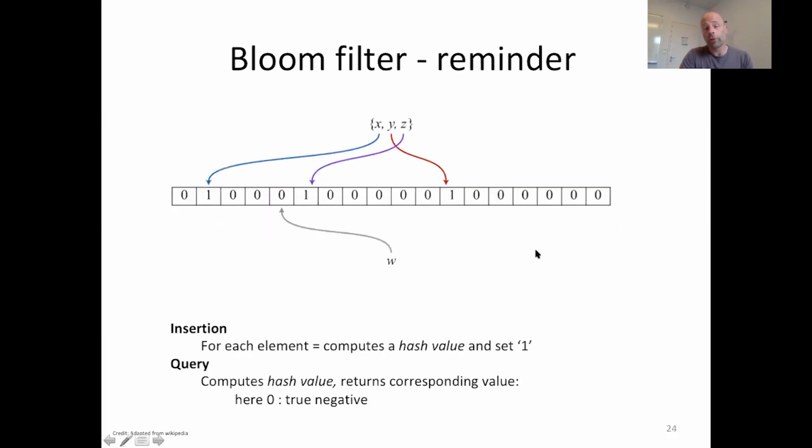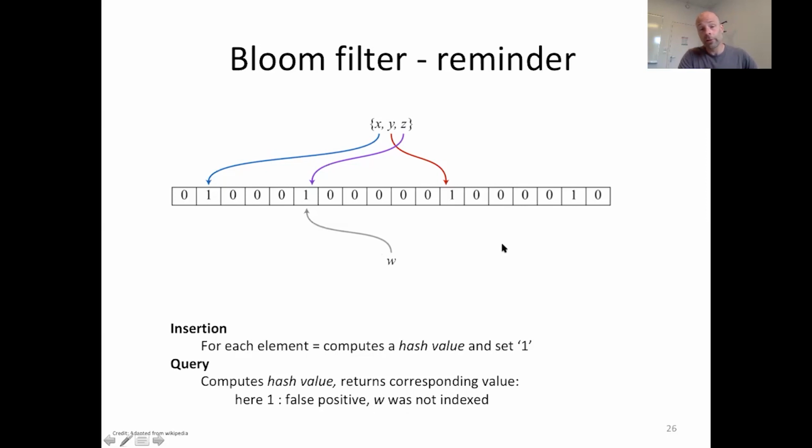Once you have done the indexation, when you query an element, for instance, W here, you also compute with the same hash function this hash value, and if you find a 0, this means no, your element was not indexed. If you query one of the elements that you had indexed, you will find a 1, so you can answer yes, your element was indexed in the data structure.